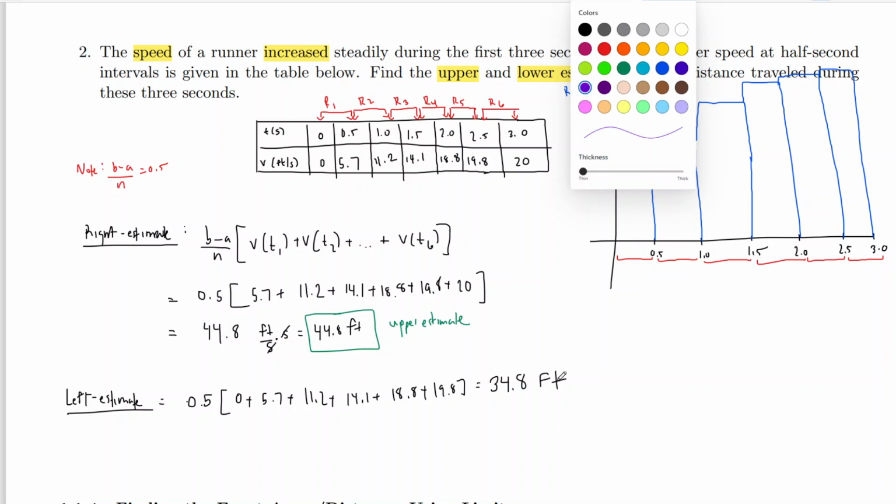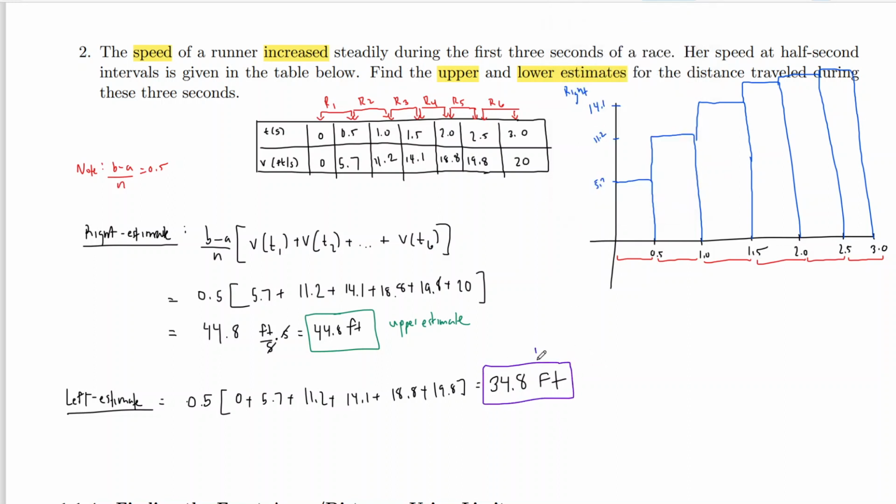And this number is smaller, so this is the lower estimate. So as long as she is increasing her speed the entire time, meaning at like 1.7, she's still between 14.1 and 18.8 and not above or below that range, we can be guaranteed that this runner, just based on these data points, ran between 34.8 and 44.8 feet. And that's much more useful than taking a function itself with a name and then estimating the area.